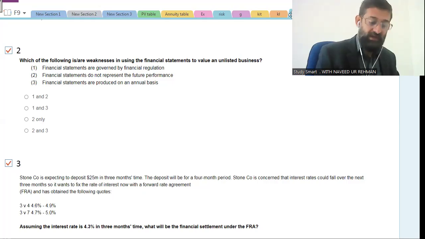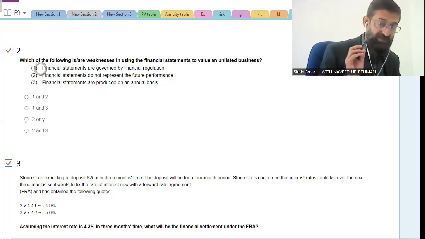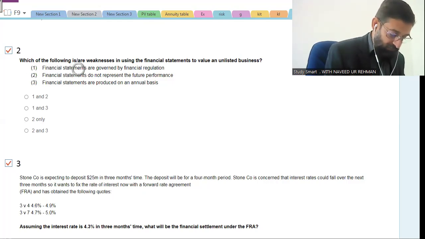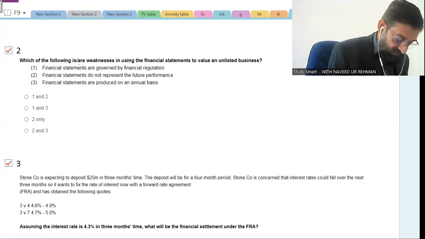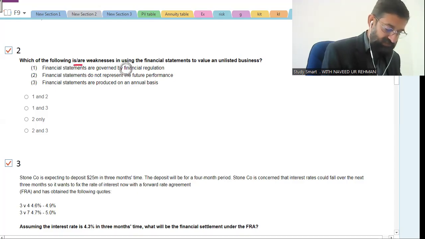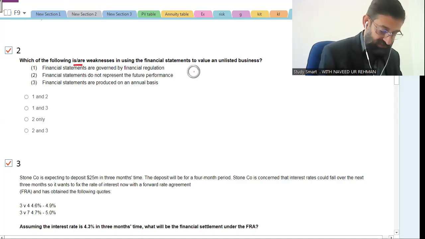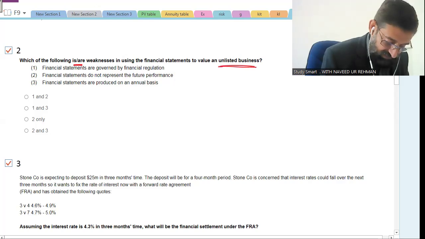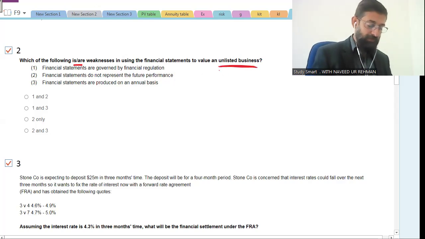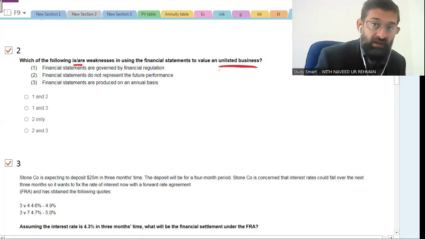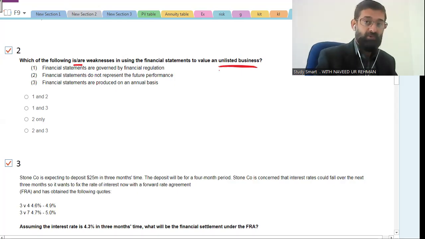So here you can save the time now. If you see, there is no calculation involved. Okay. So which of the following is a weakness in using the financial statement to value an unlisted business? Okay. So 2 points are important in here. But you see, it's a knowledge testing question. There is no calculation involved, so you can save time, right?